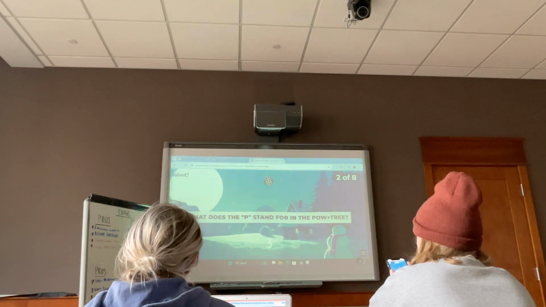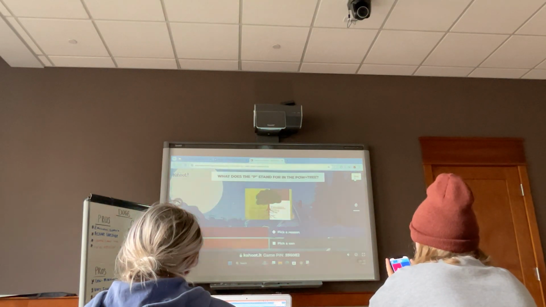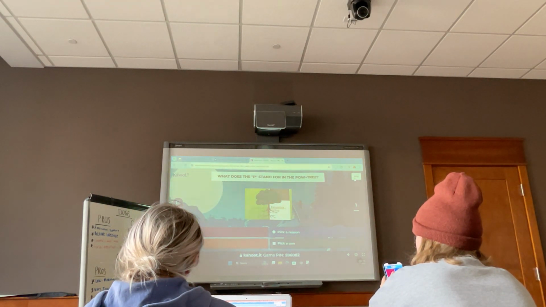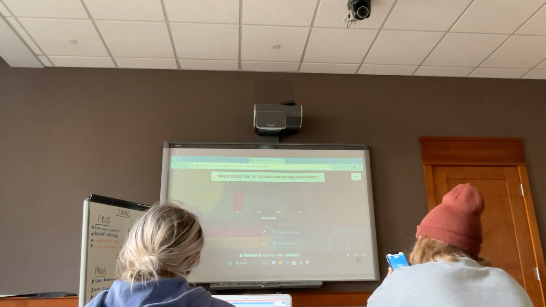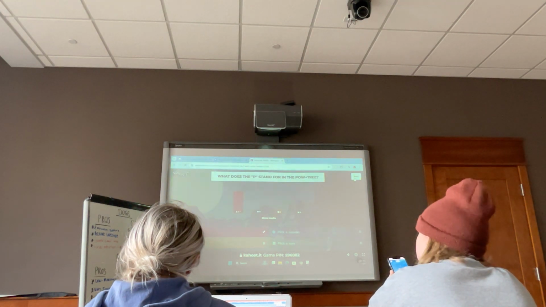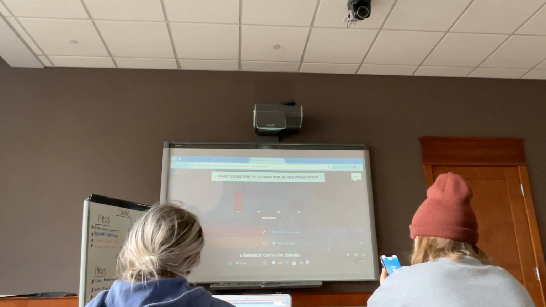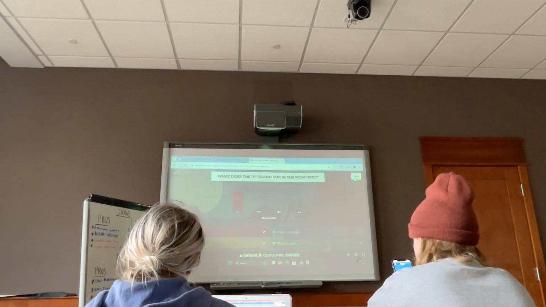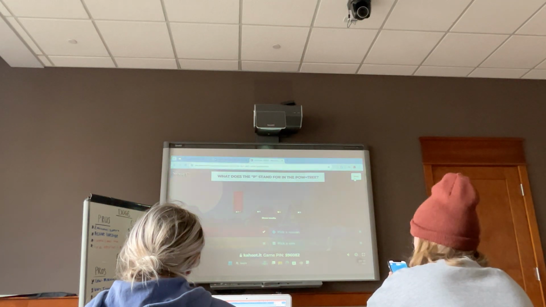Let's play ball. Okay, what does the P stand for in the POW plus tree? Okay, so both of you got that correct. The P in the POW plus tree stands for picking a stance, or picking an opinion. This is what you did in regards to the article. You picked the stance of Lindsay saying that dogs are better than cats, and Annalise, cats are better than dogs. That is a stance that you did.